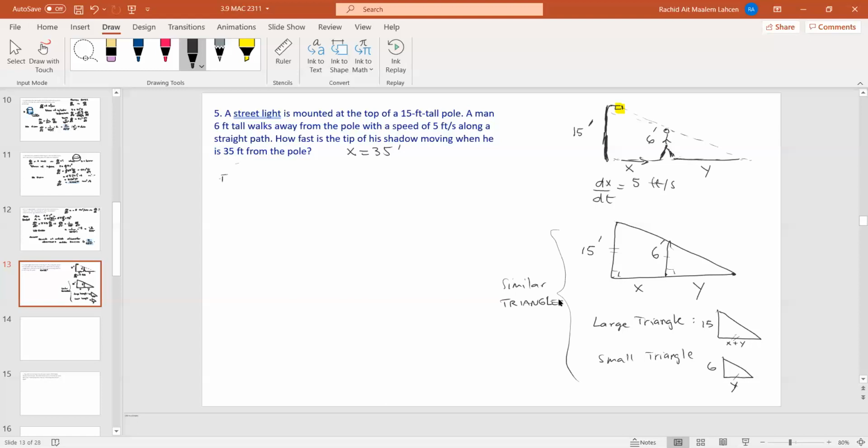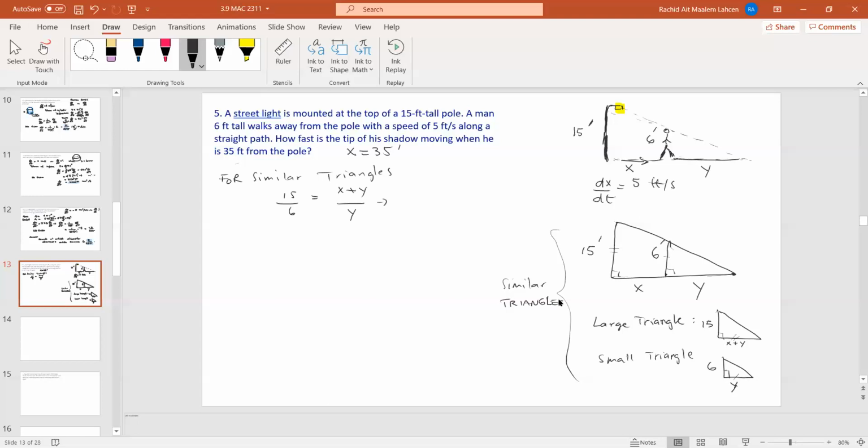So for similar triangles, if we take, for example, 15 over 6, right? 15 over 6 is going to equal the distance for the large triangle, which is x plus y, over the same base for this one, y. So that's what will allow us to get that formula, right?